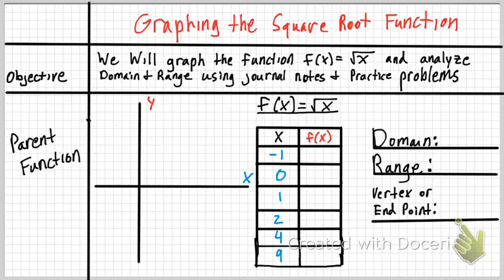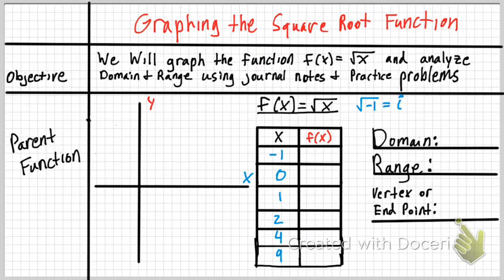So first off, what I want to do is draw the parent function of the square root of x. To do so, we're going to plug in some values and see what we get. Now, I've drawn this table here, and that's where I'm going to get my values to create my square root function. So we can plug in some values. If I plug in -1 to the square root of x, then we see that we get the square root of -1. And we know that that is i.